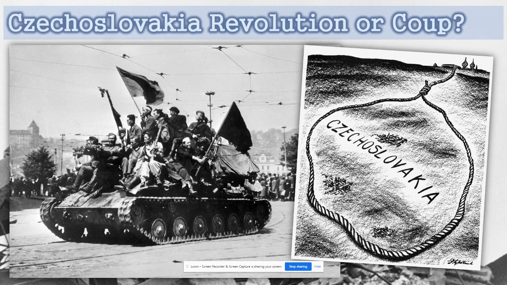So the question we have to answer is, was this a coup, an illegal takeover by the Soviet Union, for the Communist Party to take over from the democratically elected Czech government? Or was this revolution going to happen anyways? That the Communist Party was the most powerful anyways, and that Czechoslovakia would become a communist state eventually. Okay, so you make that decision. Was this a Czech revolution or a Czechoslovakian coup?